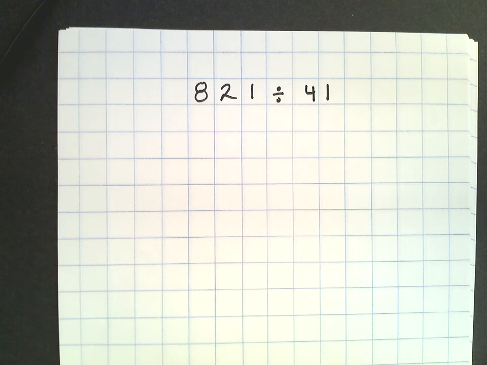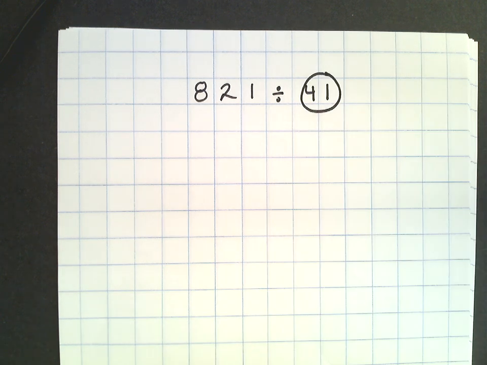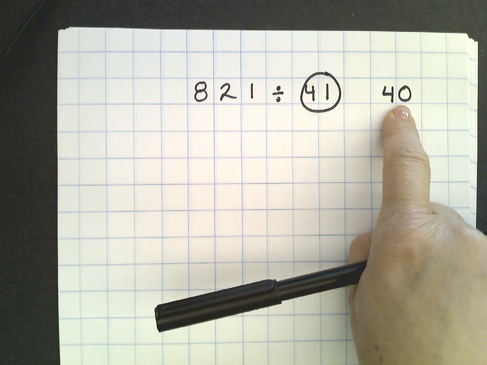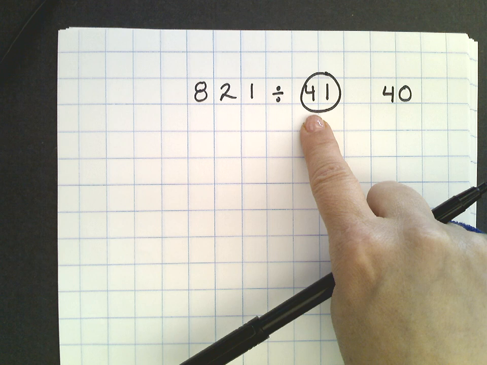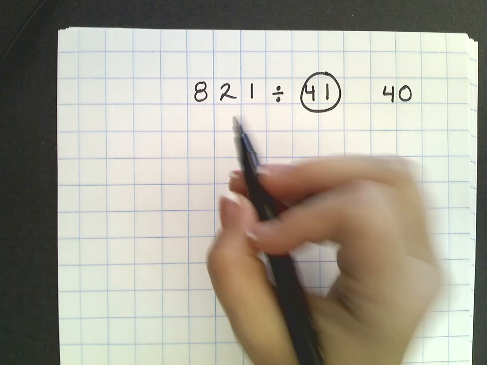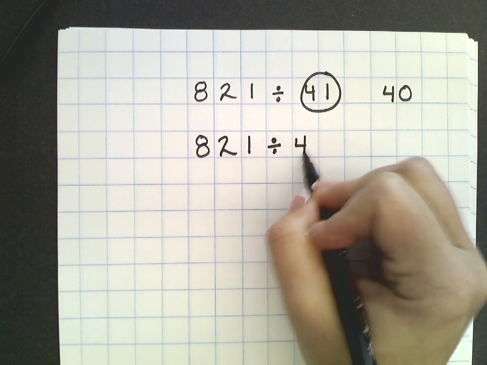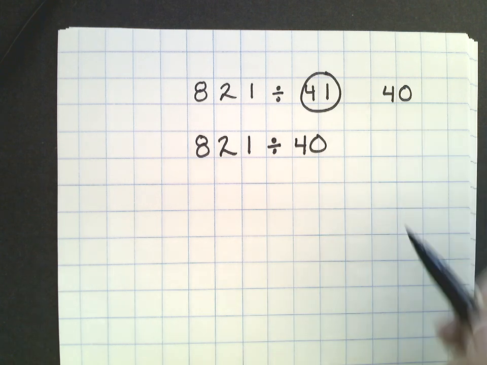And if you remember, the very first thing you do is take that divisor and round it. Now 41, you need to decide, is it closer to 40 or is it closer to 50? It's closer to 40. So we're going to use 40 as our divisor. Now the problem is going to be 821 divided by 40, because we are estimating. We're going to list out multiples of 40.